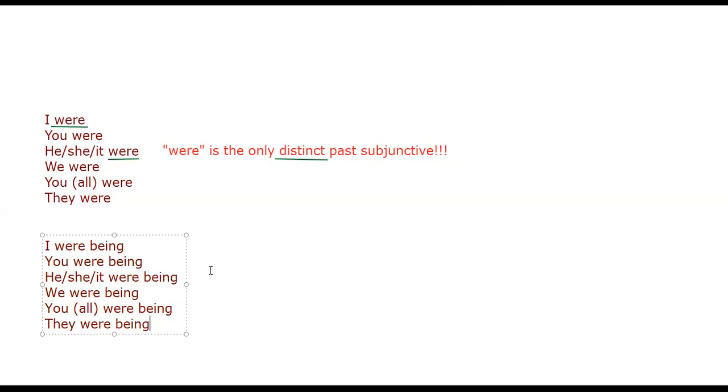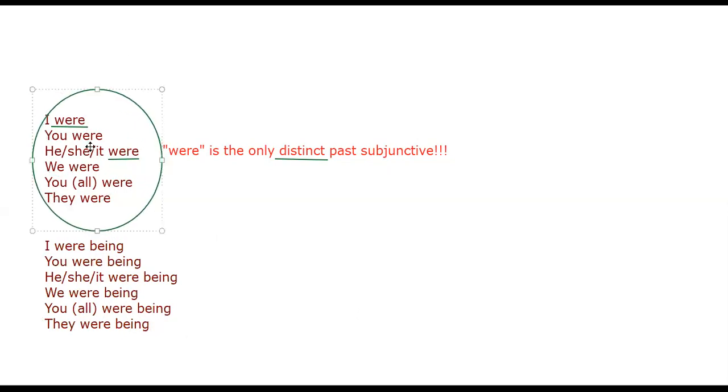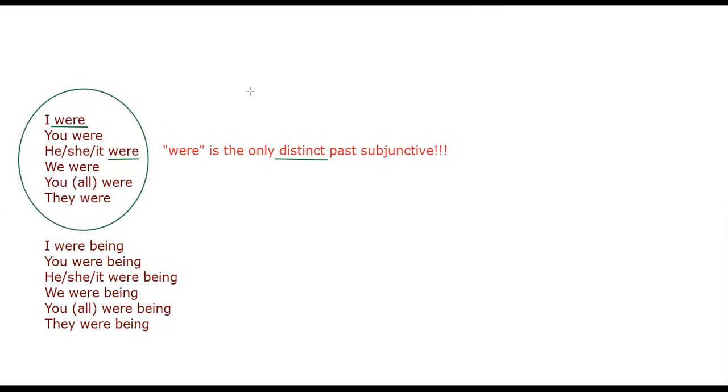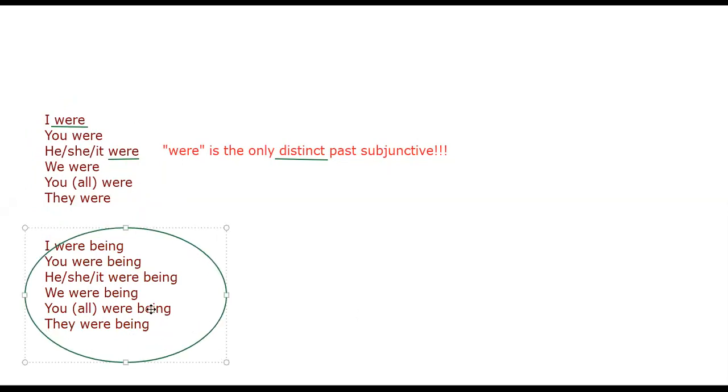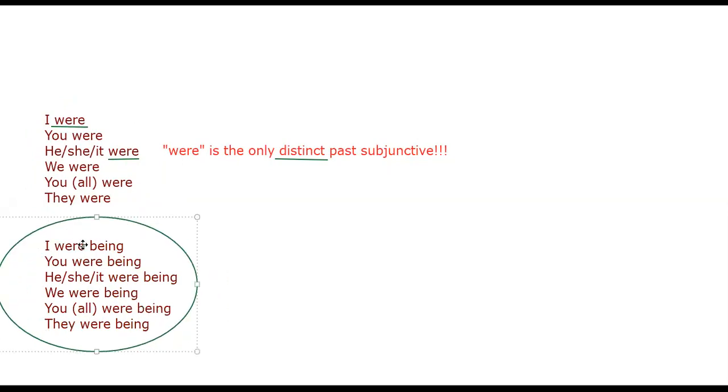So this right here is the simple aspect without the ing, and this is the continuous aspect with the ing, but you put were in front. And again, everyone gets were. So I were, you were, I were being, you were being, he, she, it were being, and so forth.